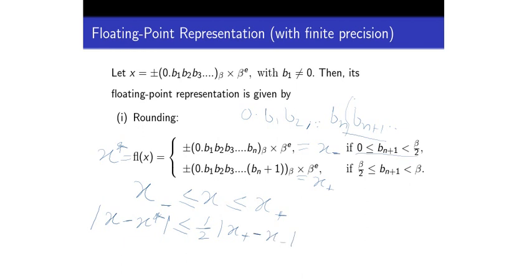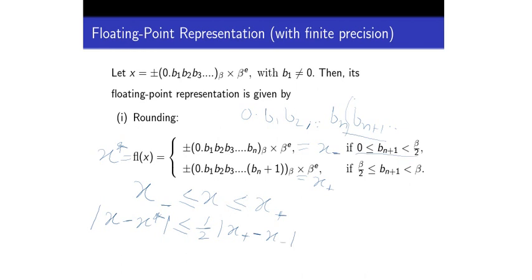Right, it will always be half of the interval, because the approximate number is either x minus or x plus, but the error will always be less than or equal to half of the length of the interval, because x is either sitting nearer to x minus or nearer to x plus.